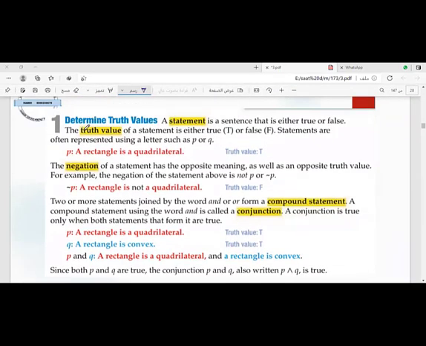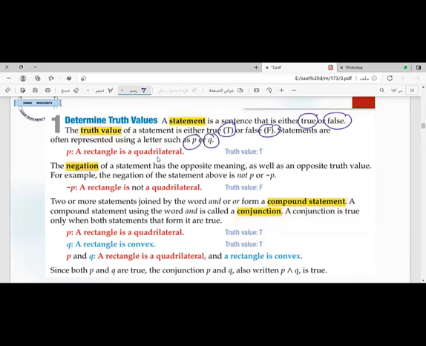We get the logic part. Determine the truth value. A statement is a sentence that is either true or false, it can't be both. It is not a question, it's a statement. The truth value of a statement is either true or false. A statement is often represented by the letter P or Q.